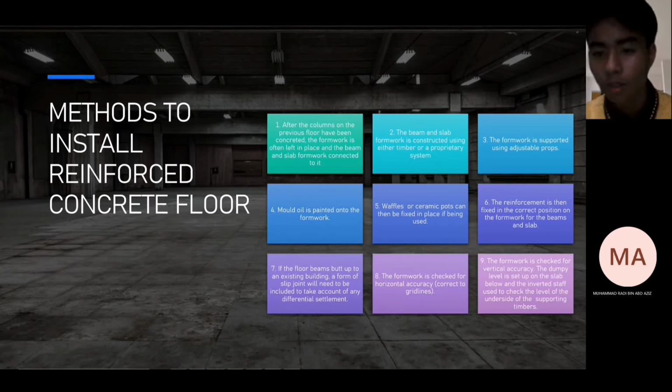Last sekali, the formwork is checked for vertical accuracy. The dumpy level is set up on the slab below and the inverted staff used to check the level of the underside of the supporting timber.